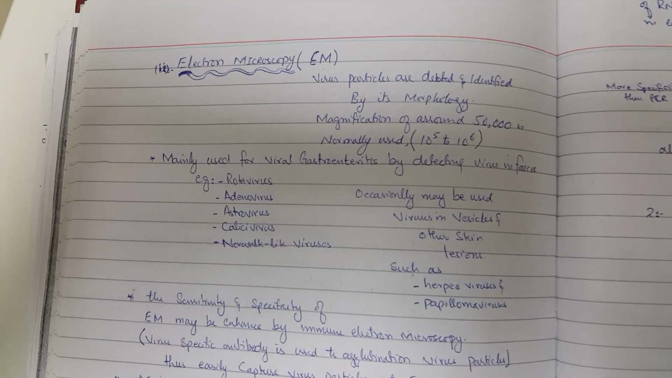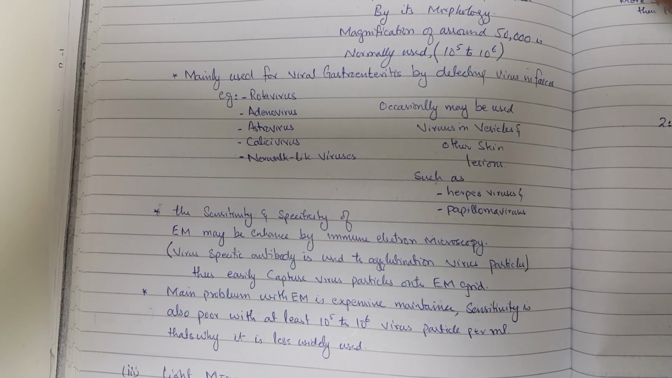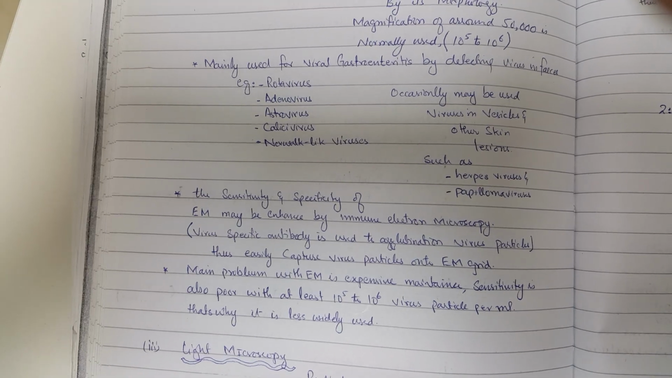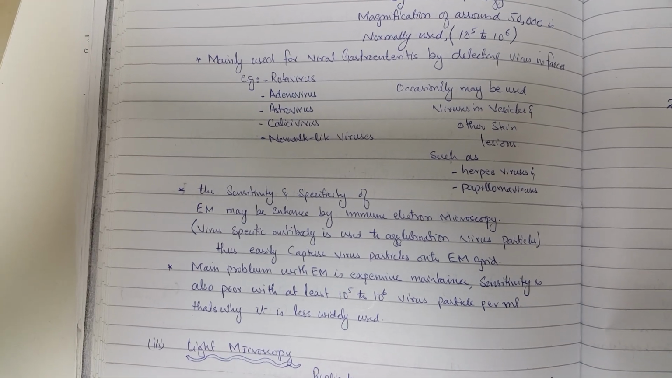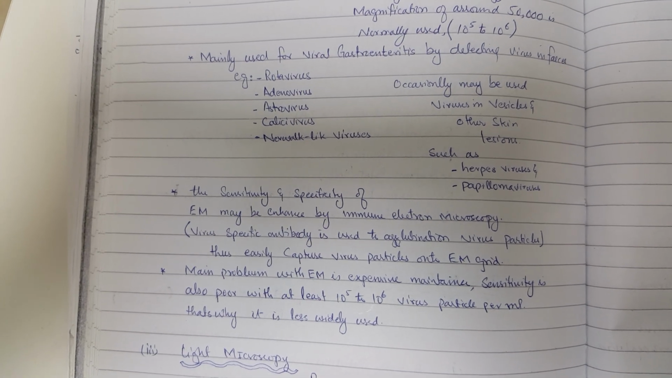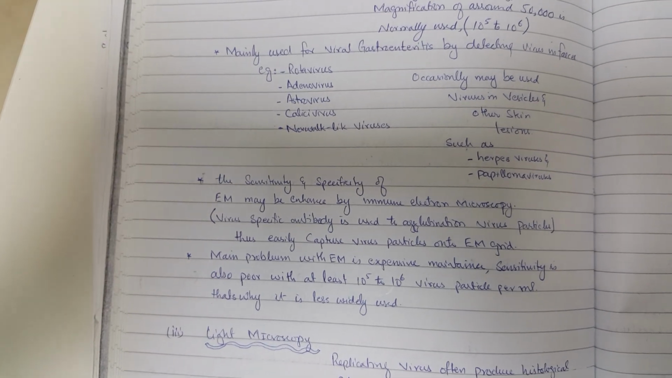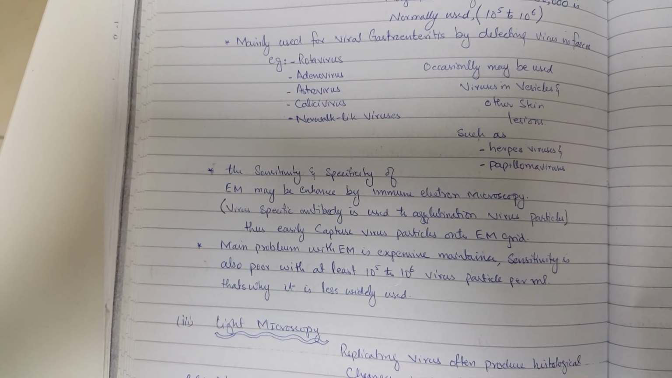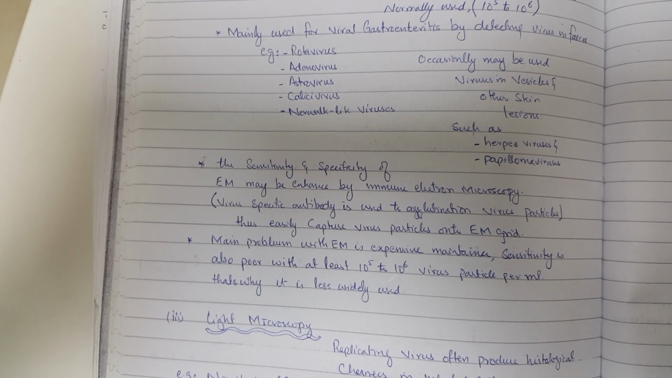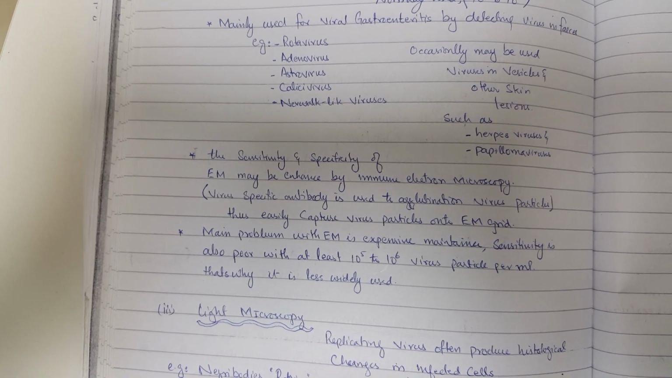The sensitivity and specificity of EM may be enhanced by immuno electron microscopy, in which the virus particles are incubated with specific antibodies, causing agglutination of the virus particles, and thus easily capturing the virus particles onto the electron microscopy grid. The main problems with EM are expensive maintenance and poor sensitivity, requiring at least 10 to the power 5 or 10 to the power 6 virus particles per ml. That's why it is least widely used.